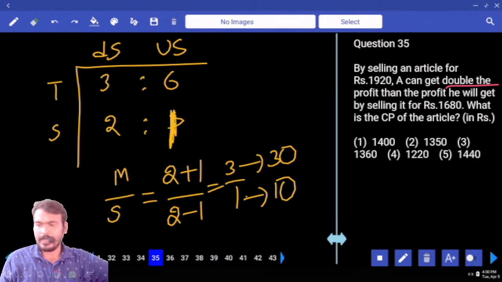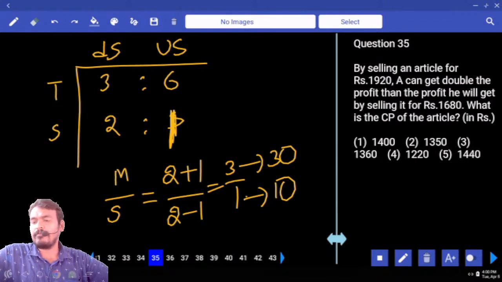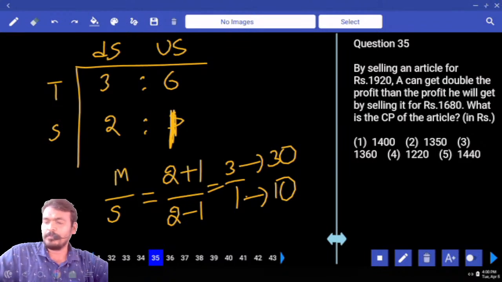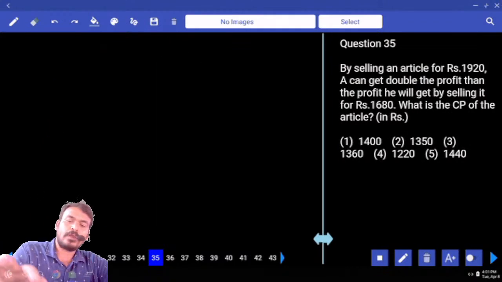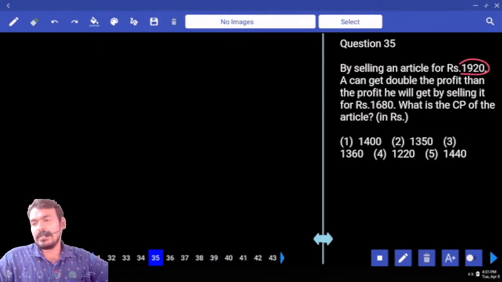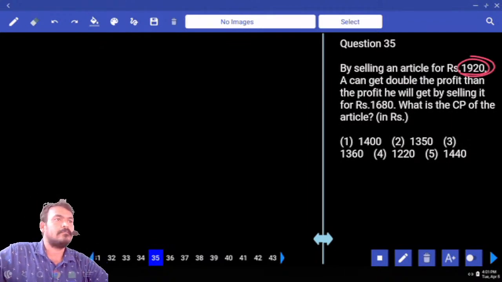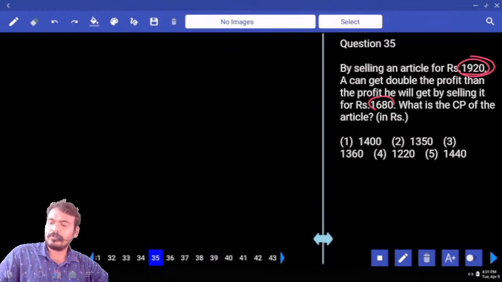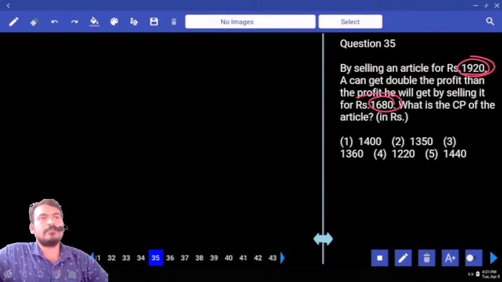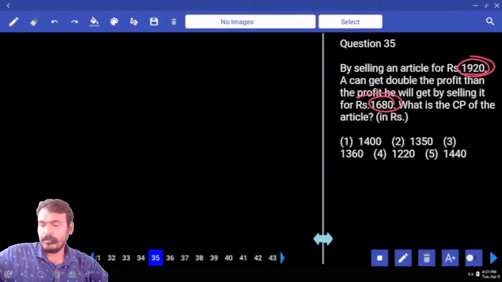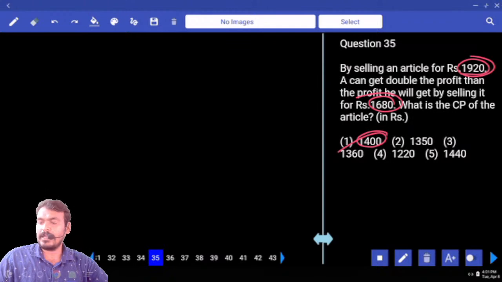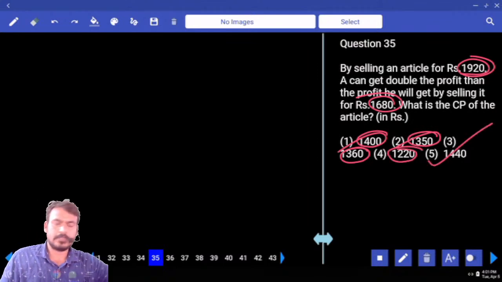Next, 35. By selling an article for 1920, A can get double the profit than the profit he will get by selling it for 1680. What is the cost price of the article? Okay. 1920 is a multiple of 12. 1680 also a multiple of 12. The difference is also a multiple of 12. First option, multiple of 12? No. Second option no. Third option no. Fourth option no. Fifth option yes. That is the answer.